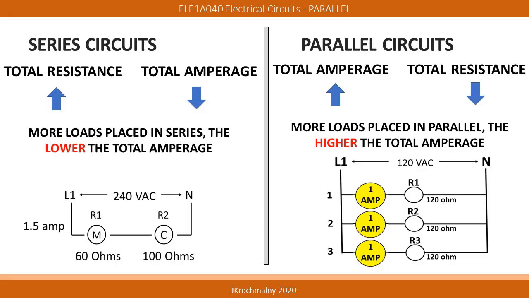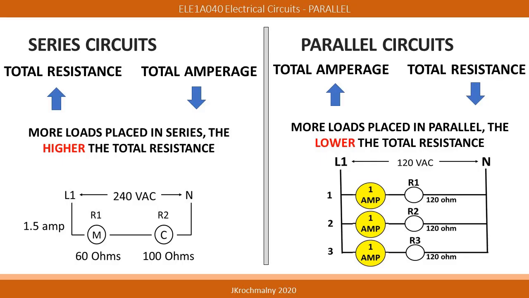In this graphic, we can visually see the differences between series and parallel circuits. In series circuits, adding more loads increases the total circuit resistance and therefore reduces the amperage. In parallel circuits, when additional loads are placed in parallel, the total amperage increases to handle this extra work. Therefore, the total parallel circuit resistance has to become lower.